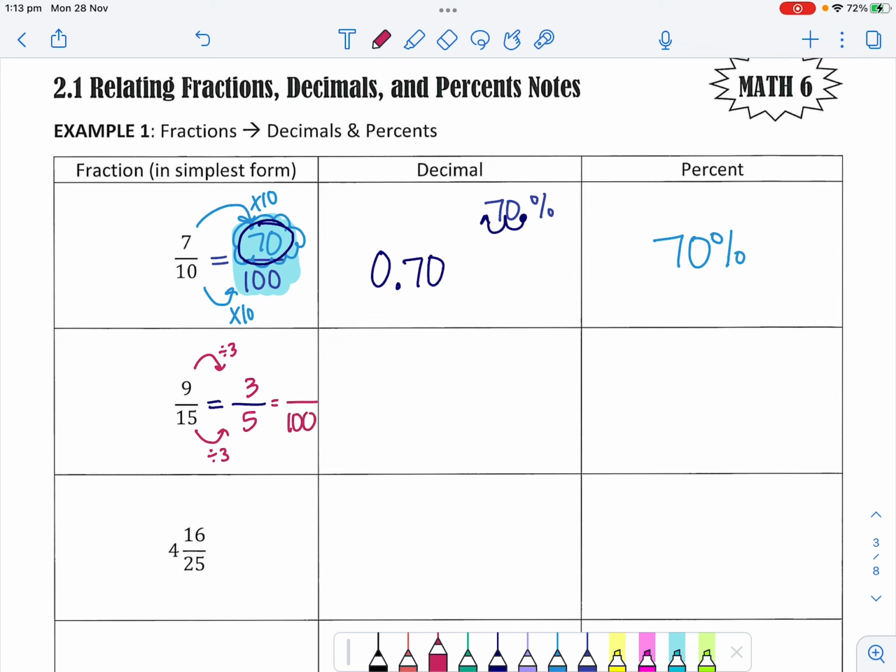And then I can get to 100 by multiplying by 20. So 3 times 20 is going to be 60. And again, that number can go in my percent category as 60%. And then I'm going to take that 60%, I'm going to divide by 100. And dividing by 100 is the same as moving the decimal 2 places to the left. So I'm going to go 1, 2, and I get 0.60.